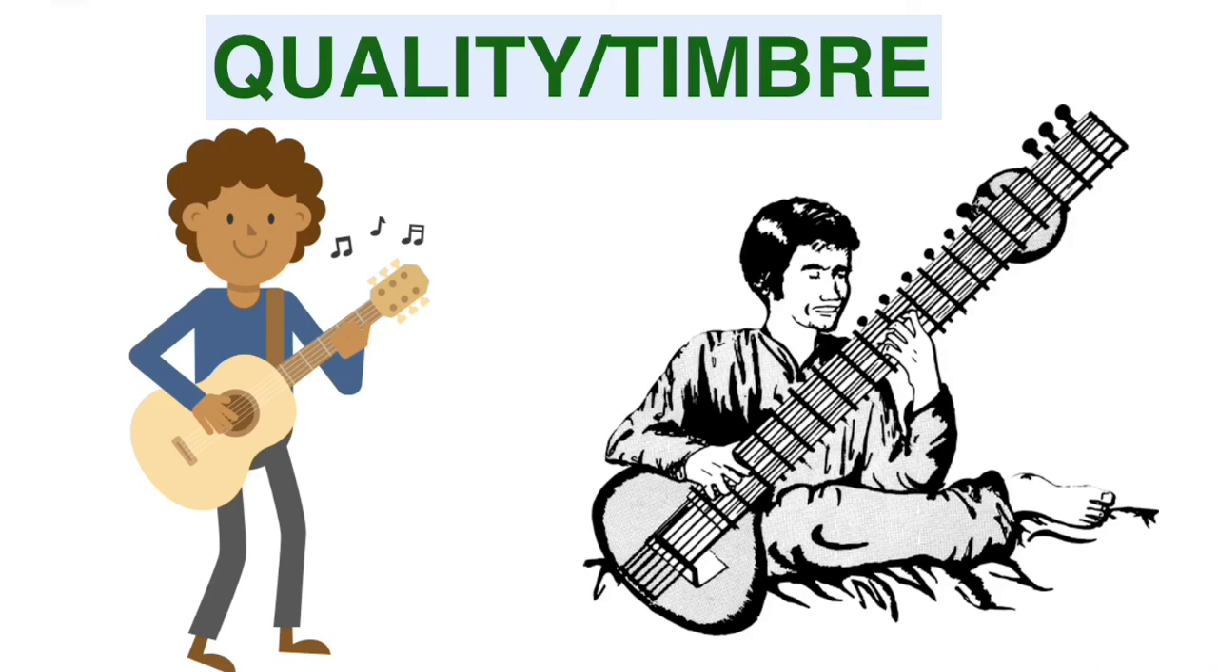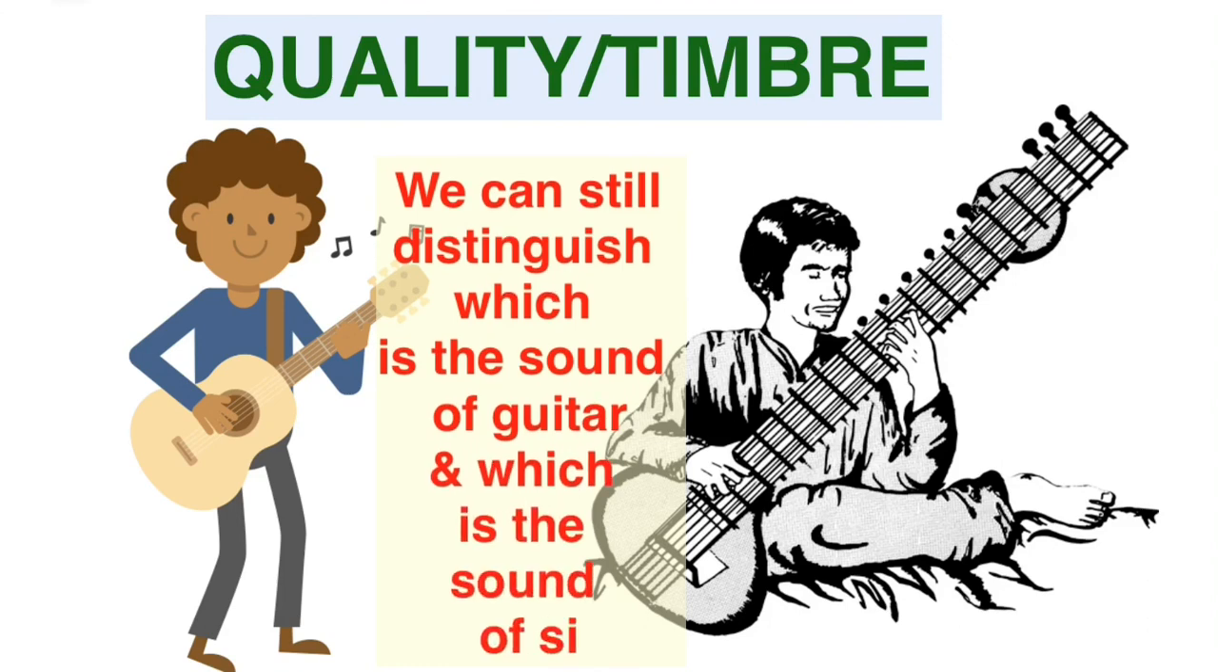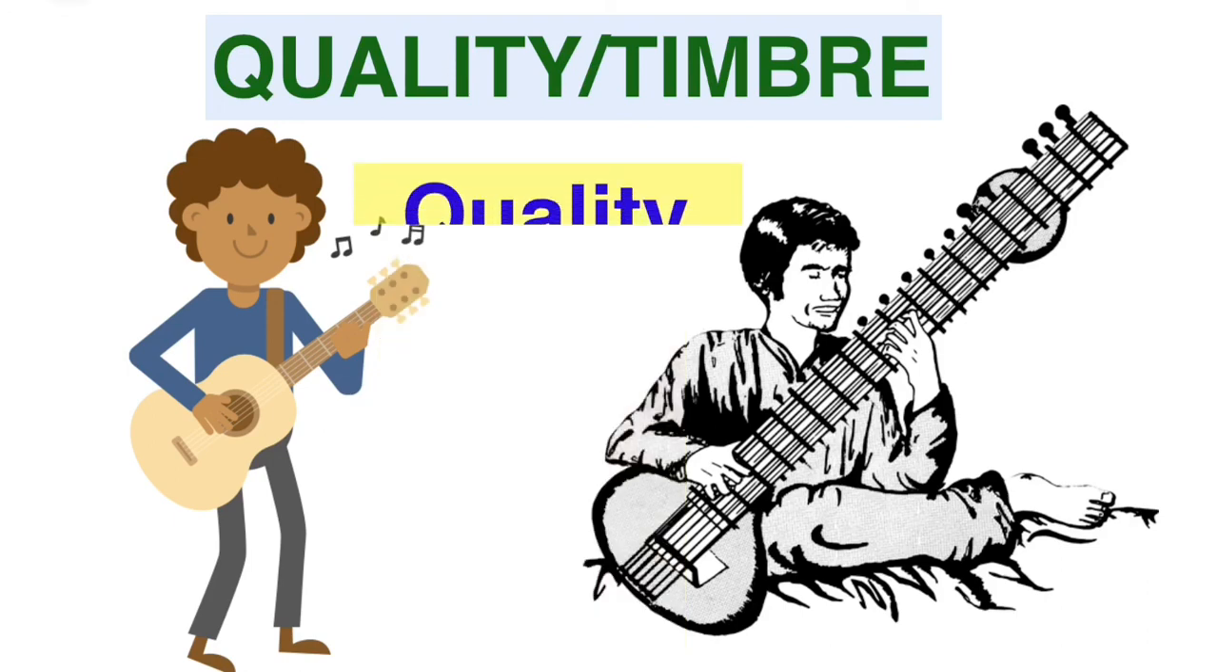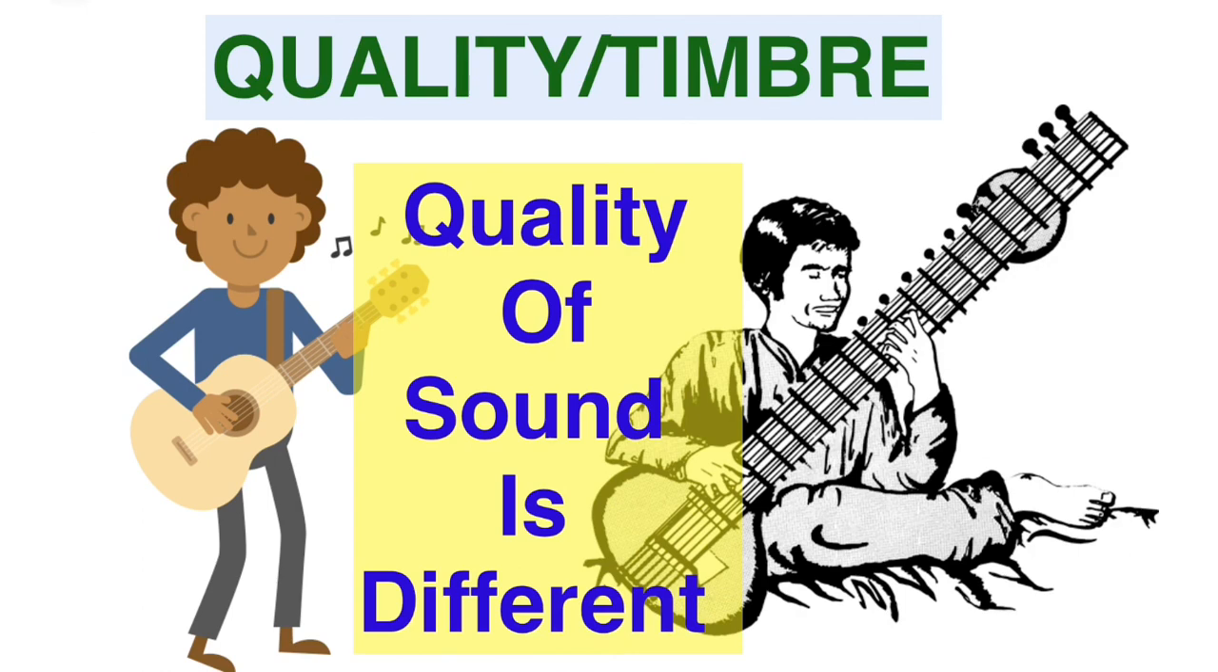Suppose they have the same frequency, that is same pitch, and loudness, that is same amplitude. But we can still distinguish which sound is produced by a guitar and which sound is produced by the sitar. We are able to differentiate as the quality of sound produced by the guitar is different from the quality of sound which is produced by the sitar.